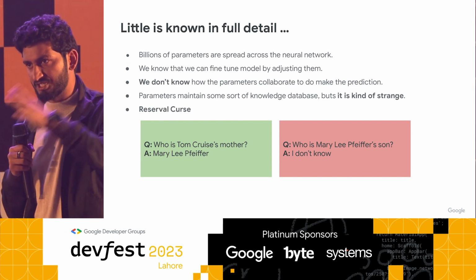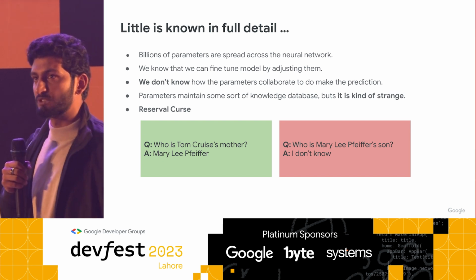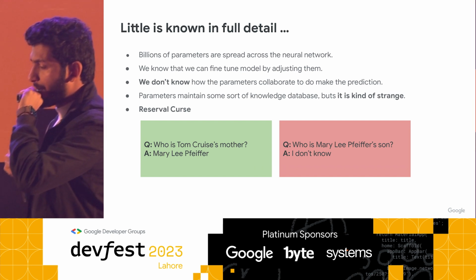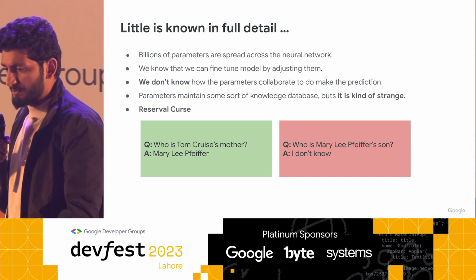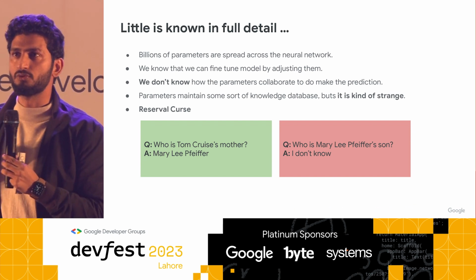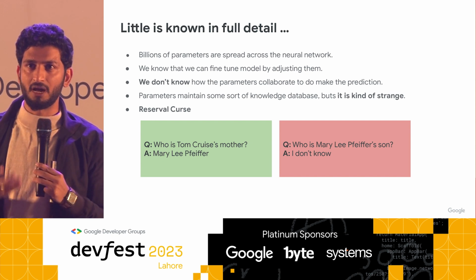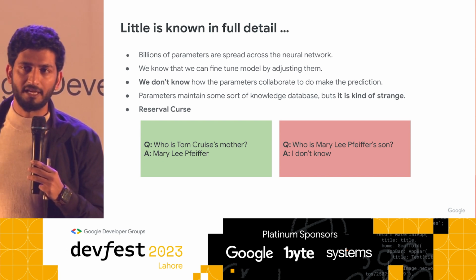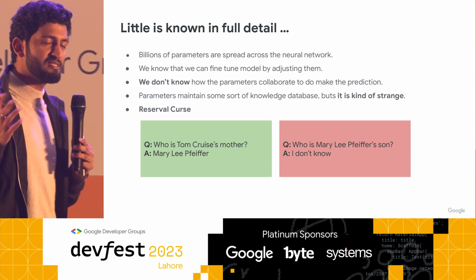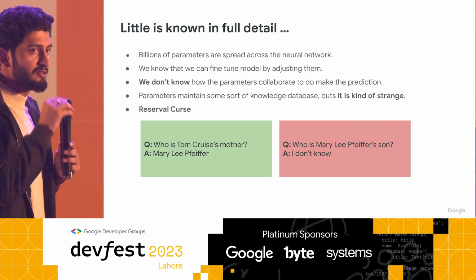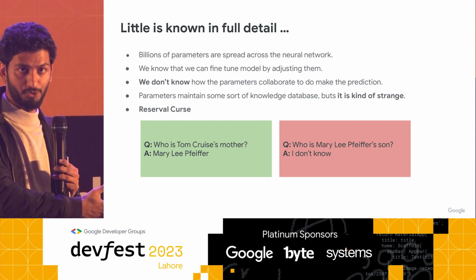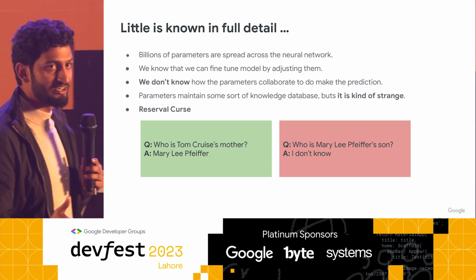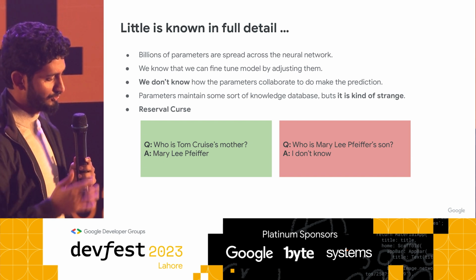They're all spread across the network. The parameters are used as weights for the neural network. We also understand that if you want to change the behavior of the neural network, we need to somehow nudge the parameters here and there, and then eventually we'll get better and better results. So these are the things we know, but the interesting fact is we really don't know how these parameters impact the output.